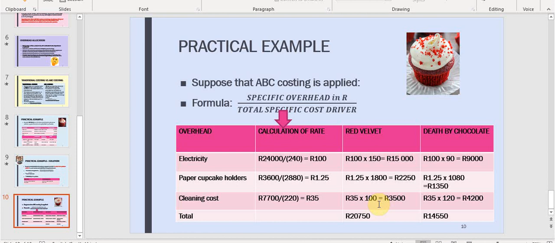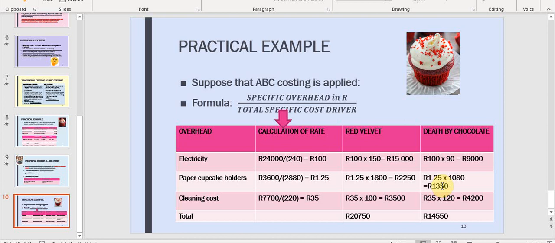Thereafter, I added up all the totals for red velvet. So the 15,000 plus the 2,250 plus the 3,500 gave me a total of 20,750. So 20,750 rand of the total overhead should be allocated to product red velvet. And then I also added the 9,000 plus the 1,350 plus the 4,200. And that meant that a total of 14,550 rand of the overheads are allocated to product Death by Chocolate.